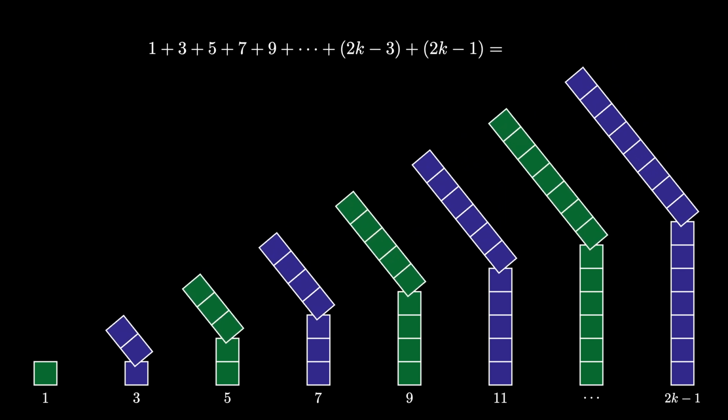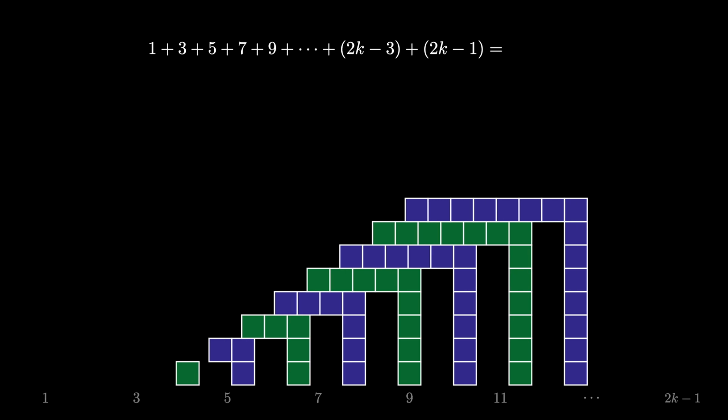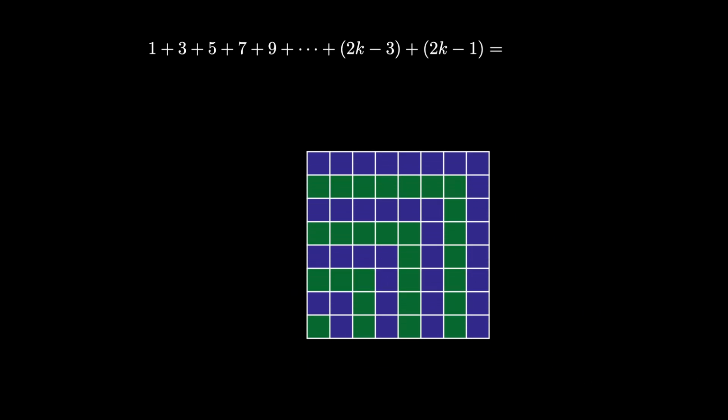We can rotate each stack about its central element, and we obtain gnomons, which we can then stack together. The resulting shape is a square with a side length of k. So the sum of the first k odd integers is k times k, or k squared. We can write this as the sum, where i ranges from 1 to k, of 2i-1 equals k squared.